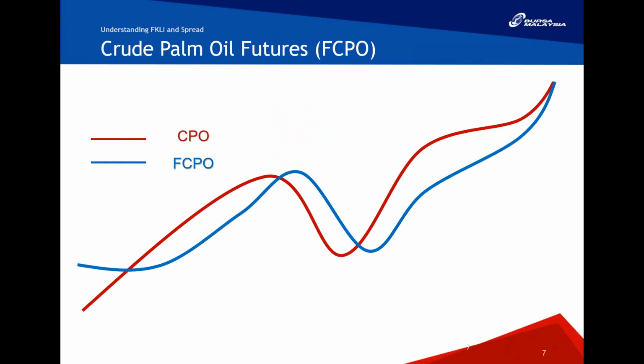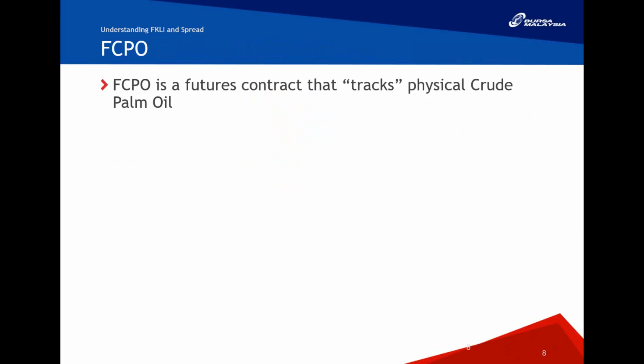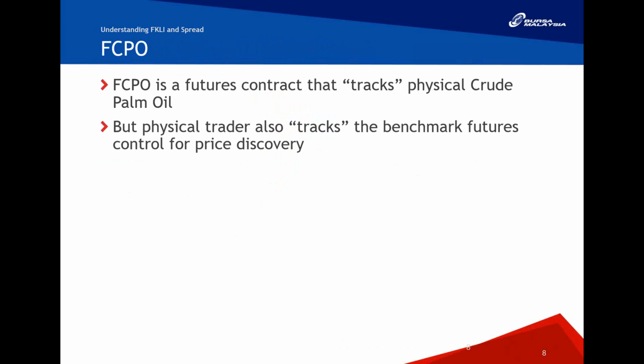But of course, in reality, this is not the case, because nowadays the futures contract is actually supposed to follow or track the physical crude palm oil prices. But actually, the physical traders, or those who actually import and export the crude oil, they also track the benchmark futures, which is usually the third contract month of CPO, for price discovery.